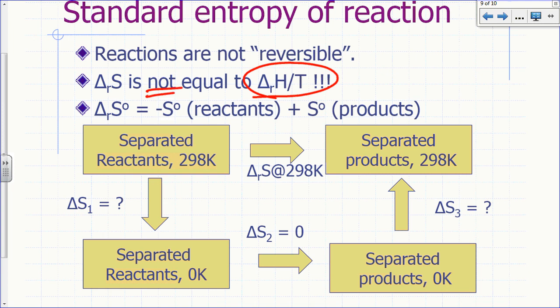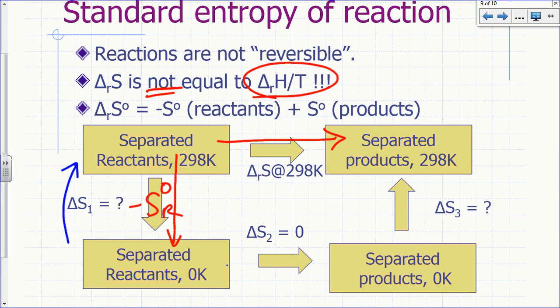It's not equal because if you're going from separated reactants to separated products, and you measure the delta H for that reaction occurring, that's not going to be a reversible process. So you have to imagine a reversible process in going from reactants to products. So what you do is you imagine taking your reactants down to zero Kelvin. So start with reactants at 298 Kelvin, cool them down to zero Kelvin. What's delta S for this one? This will just be the negative of the absolute entropy of the reactants, right? That's just the reverse of taking the reactants from zero Kelvin to 298.